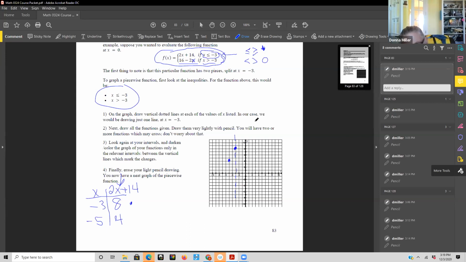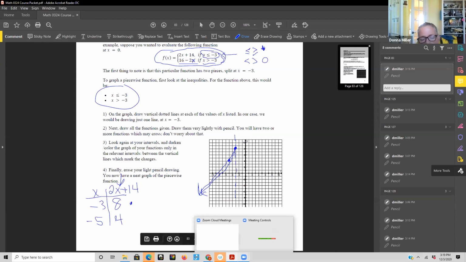But I can't cross the boundary. I'm going to start at the boundary, and I'm going down. Here we go, that's better. All right, so I drew the first piece. But you'll notice how at -3 it's cut off, it stops. For x greater than -3, it looks like this. All right, so I'm going to make another table. I only need 2 points.